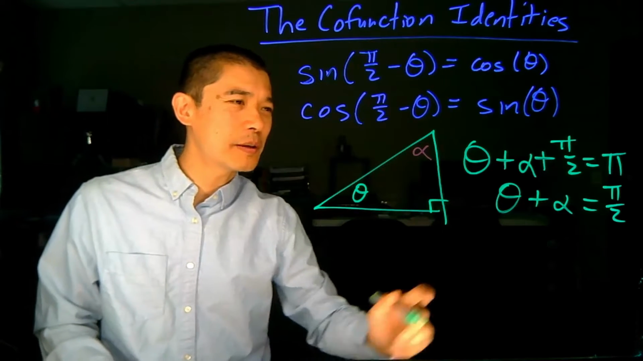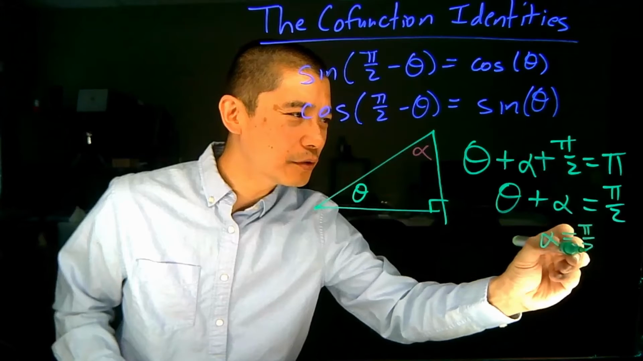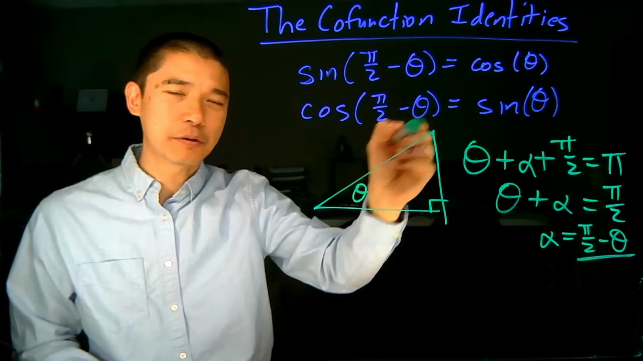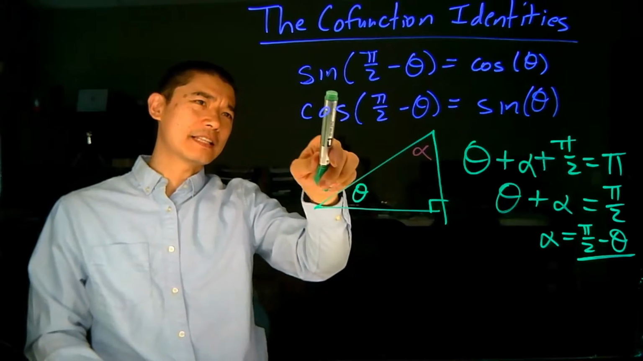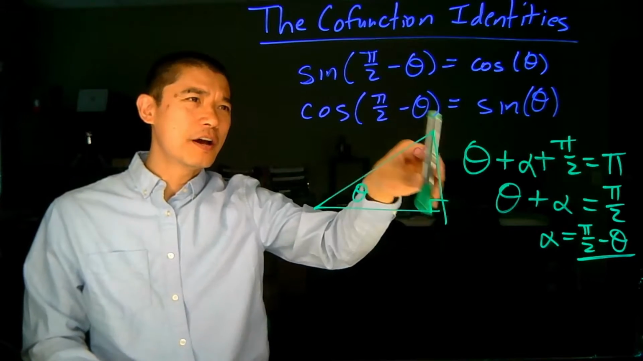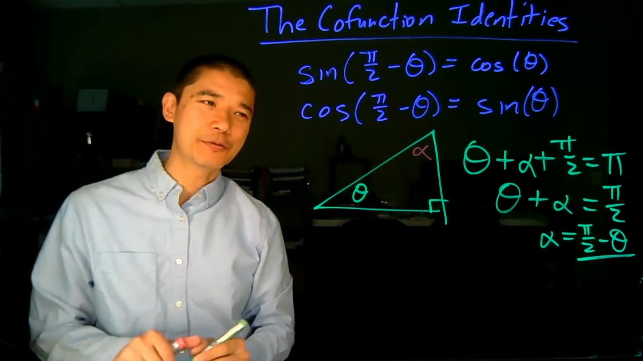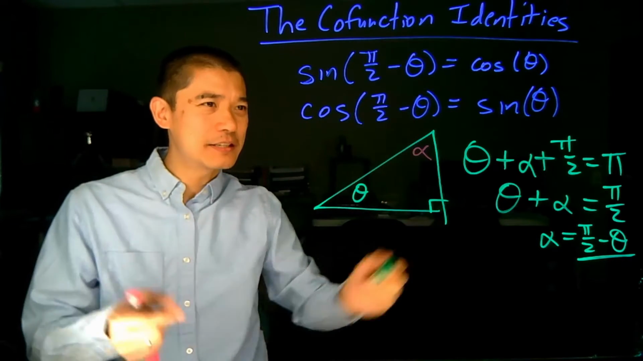But we can go one step further, and we can solve for alpha. Alpha is equal to pi over 2 minus theta. And this right here is what appears up here. So what's happening with this formula is that it's saying that the sine and cosine functions on the different acute angles within a right triangle are related to each other. And now we just need to figure out why. Why is this the thing that works?